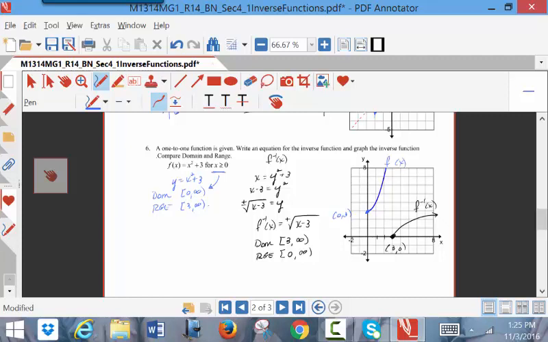So in other words, the range of the original function equals the domain of the inverse. And the domain of the original function equals the range of the inverse. They switch. So this is your original function's domain and range, and this is your inverse function's domain and range.